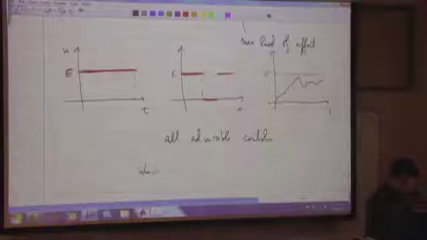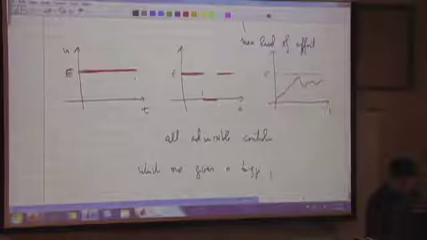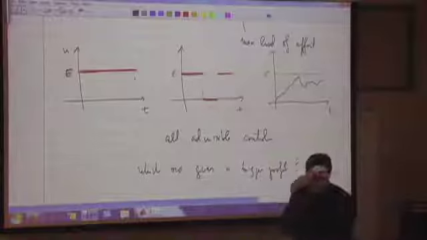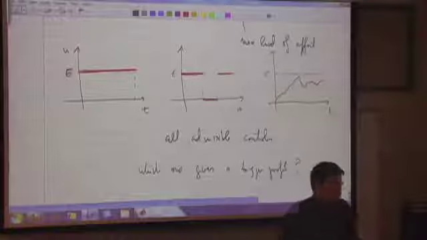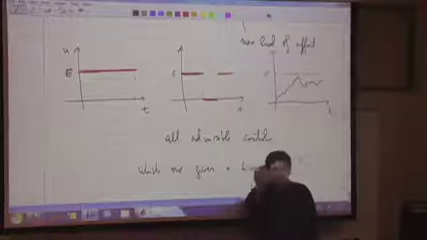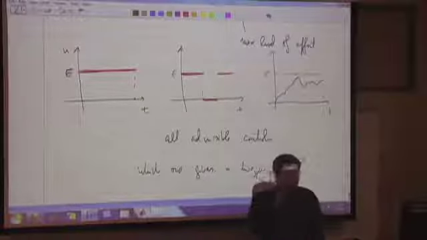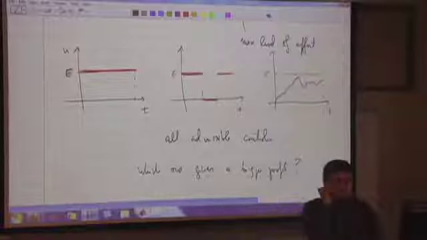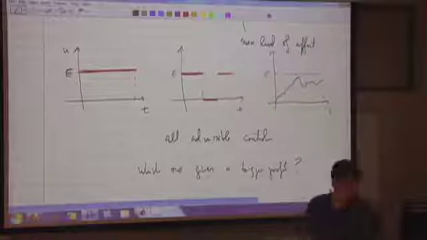Which one gives a bigger profit? And of course, which one gives the biggest profit? That's our goal, right? And so we're not going to have something to differentiate, compute the gradient, set it equal to 0 and solve it. Okay?